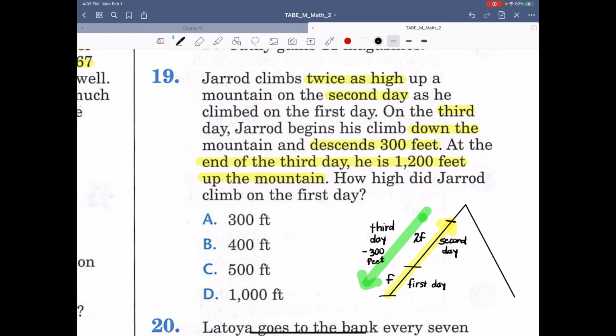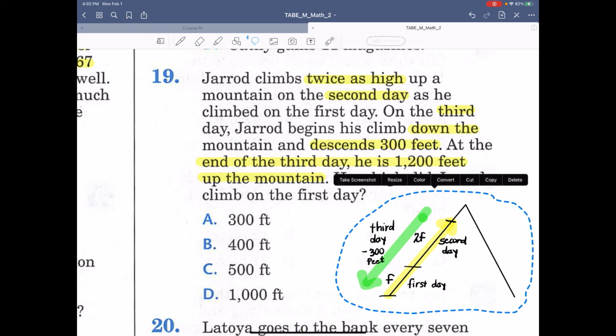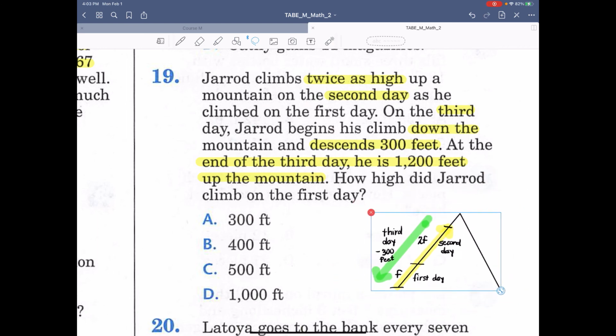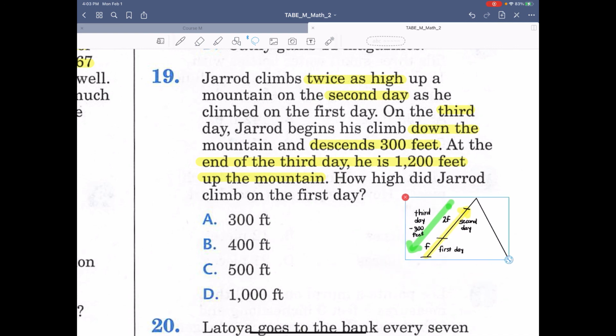Let me see, I may have to shrink this to get it to fit in here. Let's try again here. Just going to resize. I'm still getting used to this new iPad, and it's just a hair different.